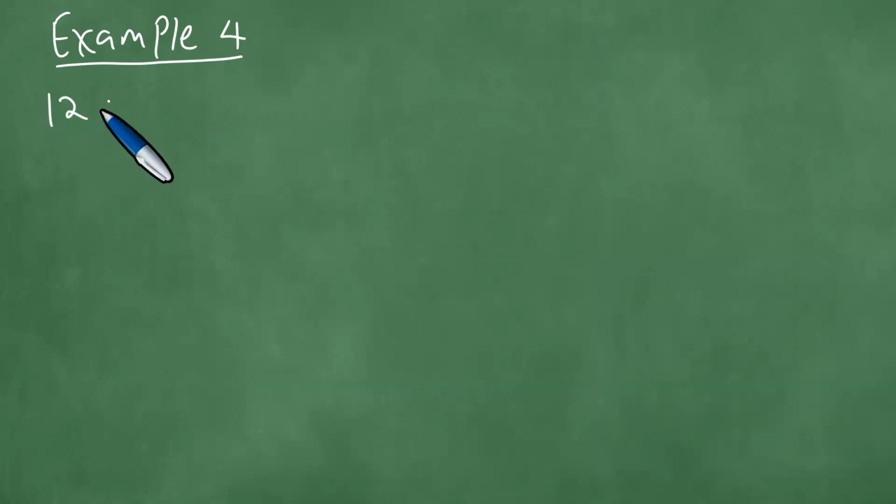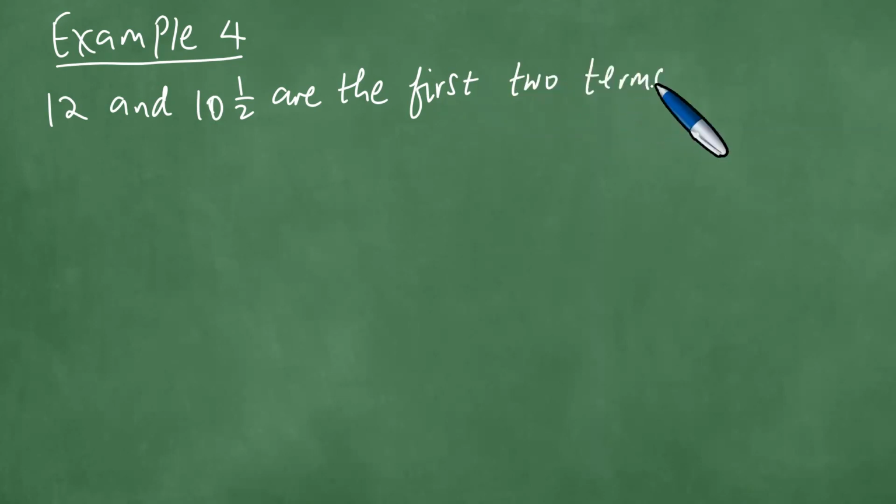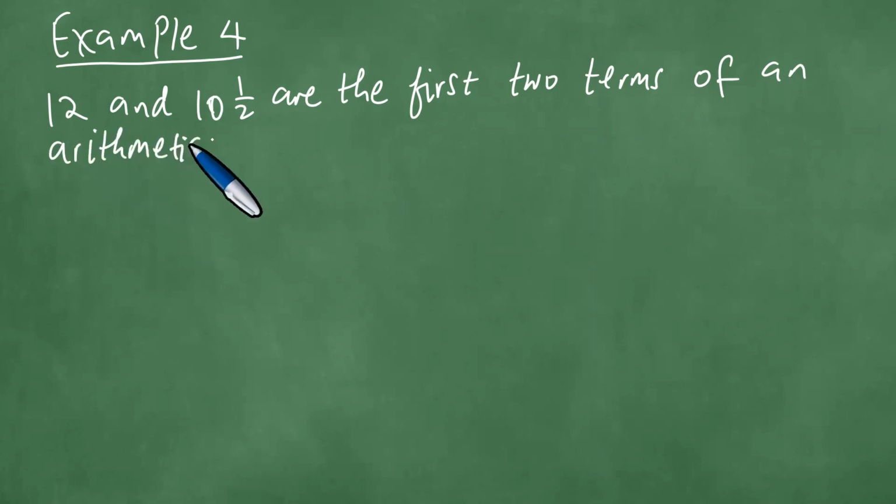12 and 10 and 1/2 are the first 2 terms of an arithmetic sequence.